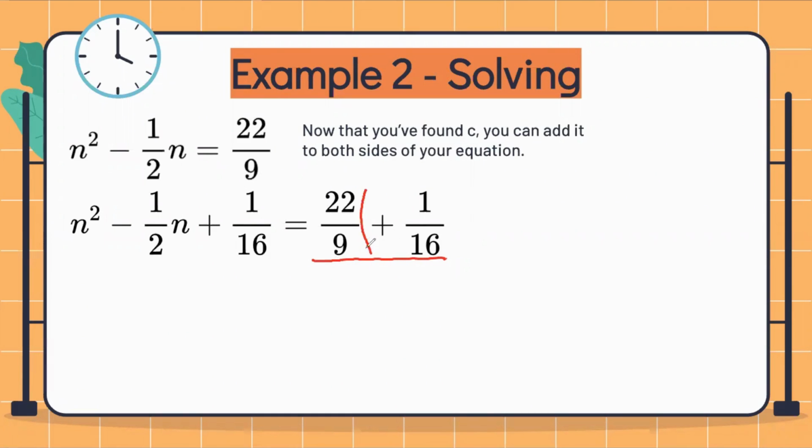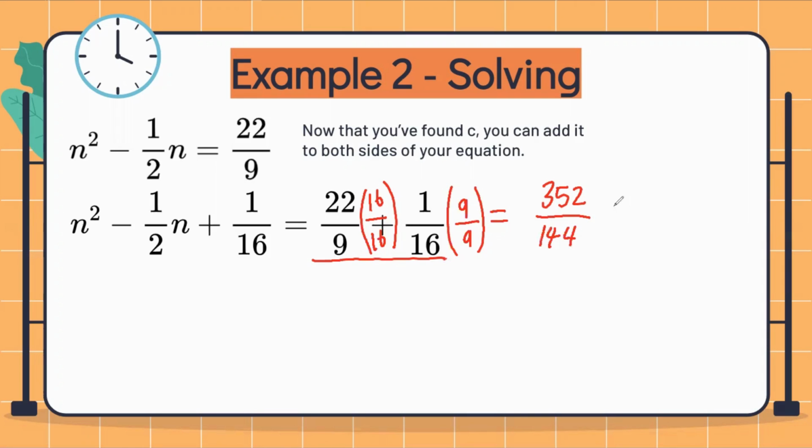Now these are larger numbers, so I'm going to make a common denominator of 144 by multiplying 22 over 9 by a factor of 16 over 16 and multiplying 1 over 16 by a factor of 9 over 9. There isn't any smaller common denominator that I can find, so if you multiply 22 times 16, that would give you 352. And then 9 times 16 would be 144.